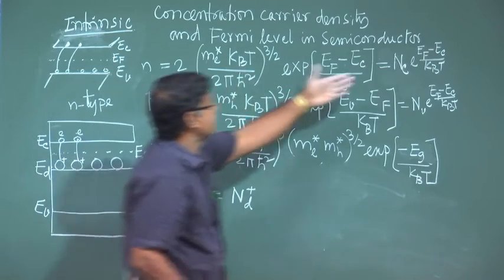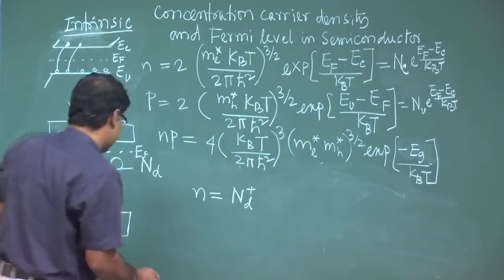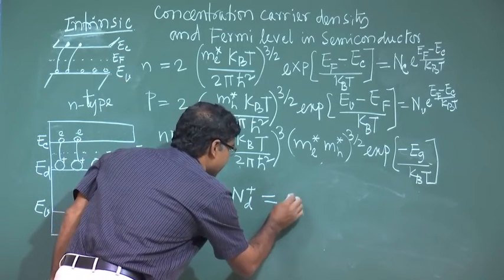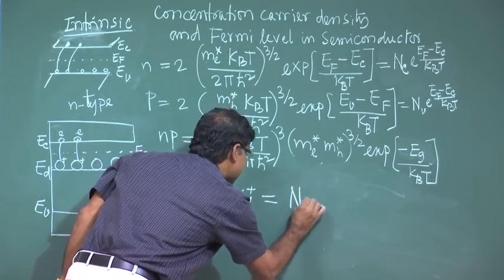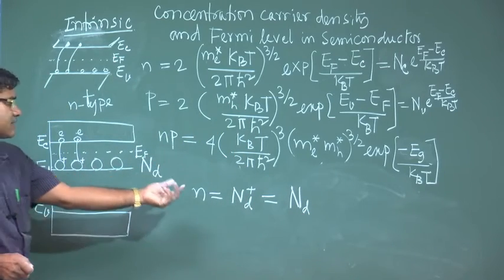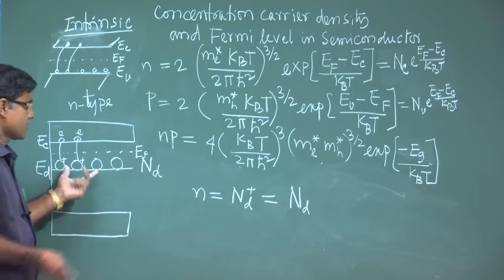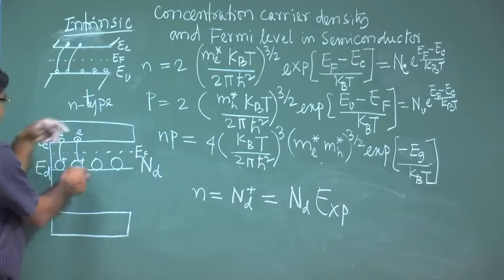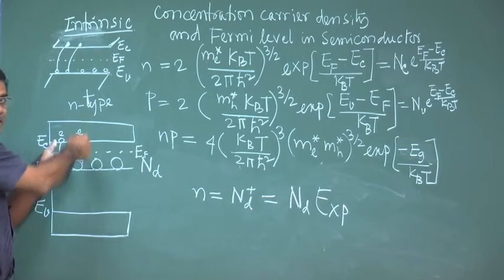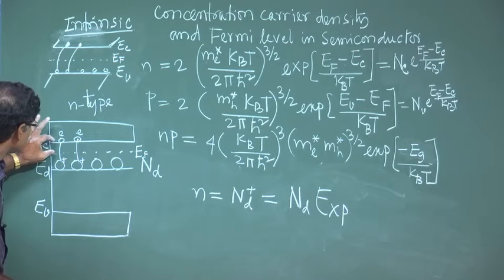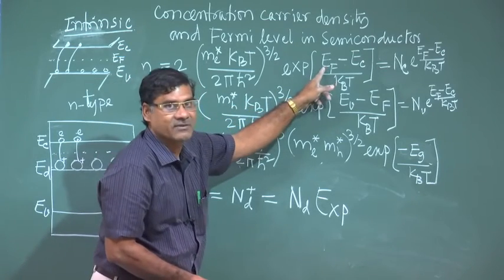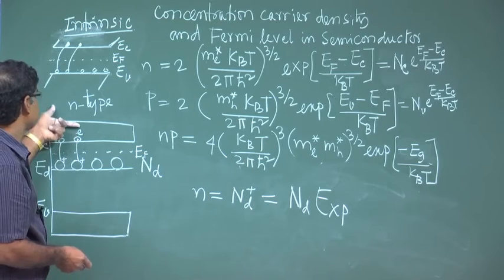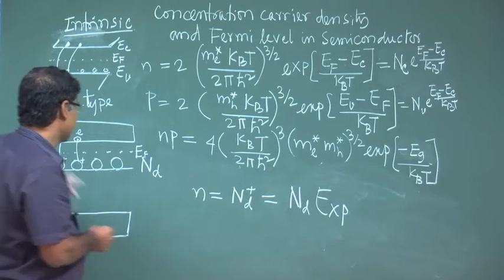Here you see we have written nc to the power, so in that form we can write n equal to nd plus equal to nd, the density of donors here, times an exponential. So it is going from here to here. Between these two, as I mentioned, we have to take care of the EF. If it goes from here, it will reach there.